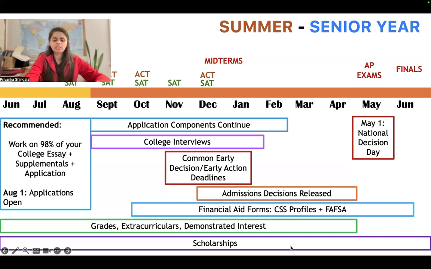And finally, the scholarships, ongoing grades, extracurriculars, demonstrated interest. This is all an ongoing process. And in terms of SATs, you can test usually up until the month the application is due. If you have deadlines in January, then you can test until December because there is no exam in January. So you can test until December and then you can send in the scores.